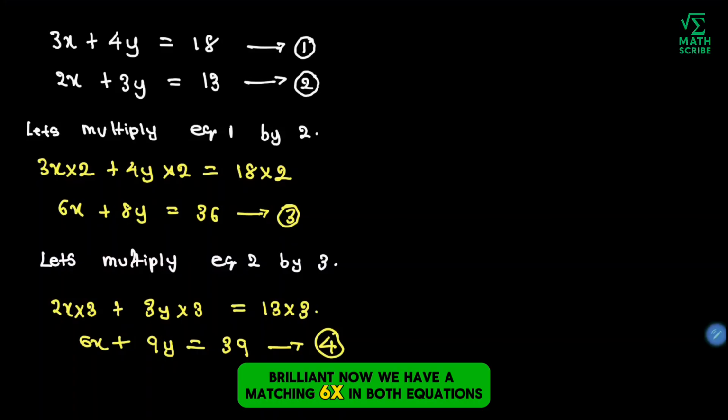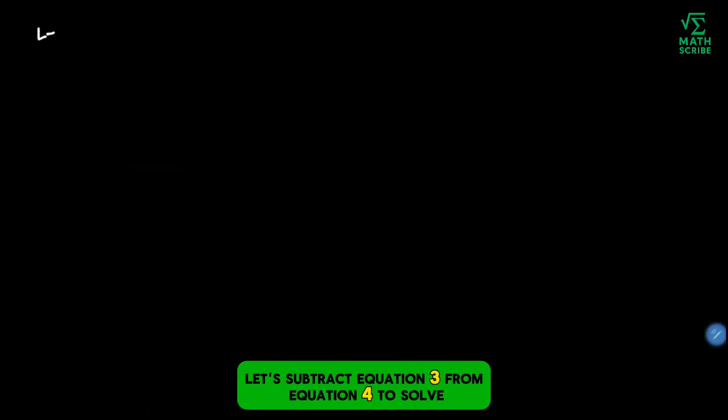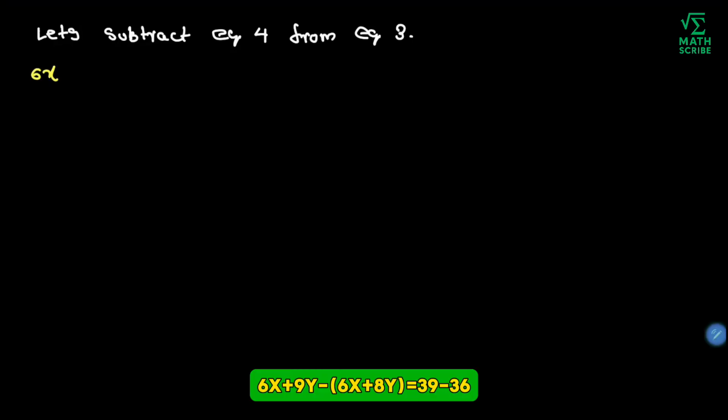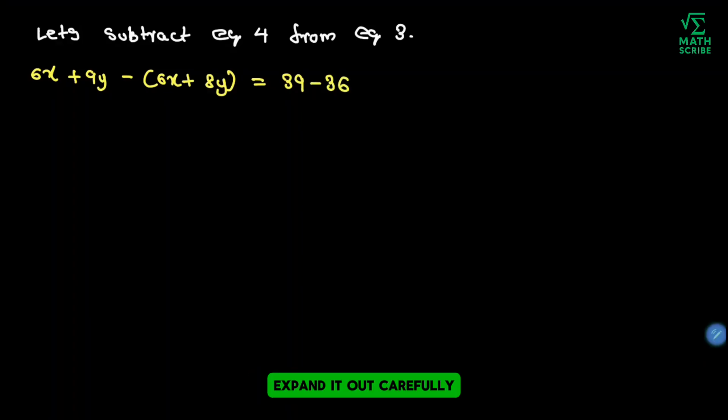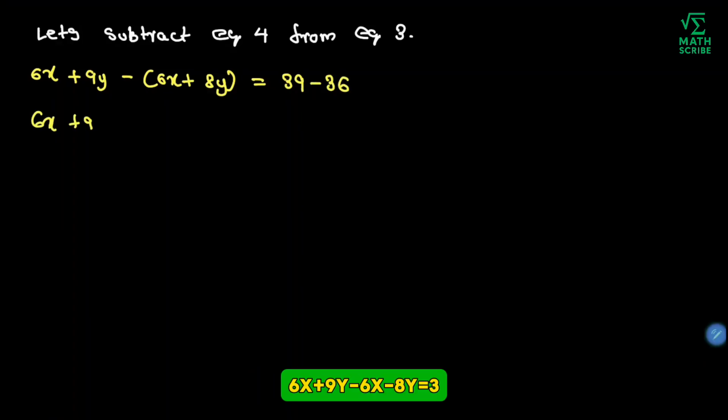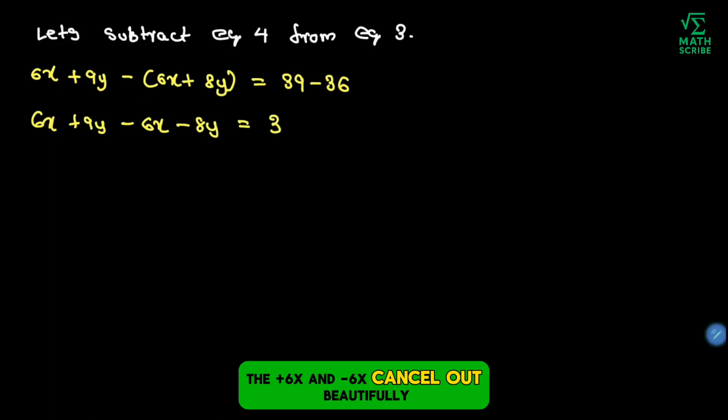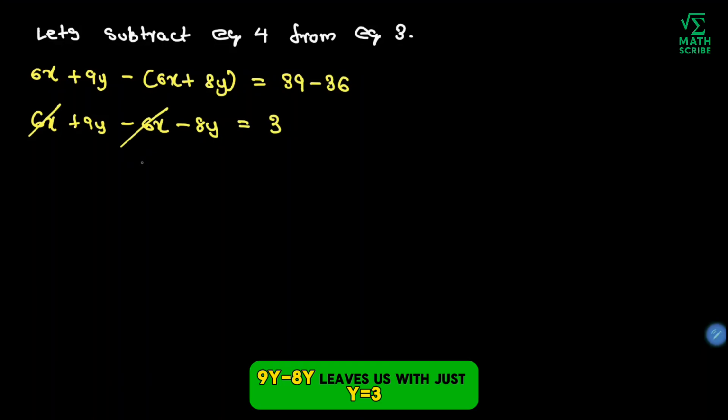Brilliant. Now we have a matching 6x in both equations. Let's subtract equation 3 from equation 4 to solve for y. 6x plus 9y minus 6x plus 8y equals 39 minus 36. Expand it out carefully. 6x plus 9y minus 6x minus 8y equals 3. The 6x and minus 6x cancel out beautifully. For our y terms, 9y minus 8y leaves us with just y equals 3.